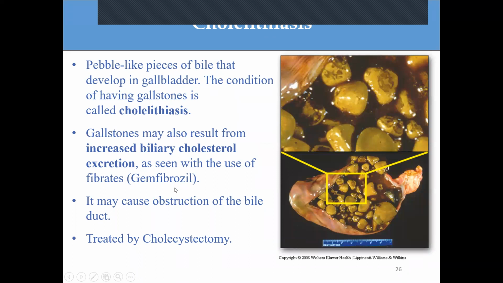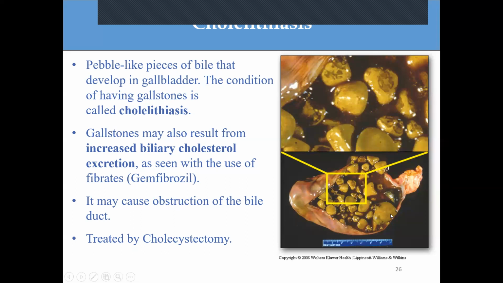Now, one of the ways that you can see it is if you're releasing a lot of cholesterol into the intestines, such as patients that take fibrates, but you don't have to worry too much about this point over here. The other way that can happen is if you're obstructing the bile duct, because if the bile duct is blocked, all the cholesterol is going to stack inside the gallbladder and it will form stones. And so the way you treat it is by a cholecystectomy, which is where you open the patient, take out the gallbladder, and then you call it a day.